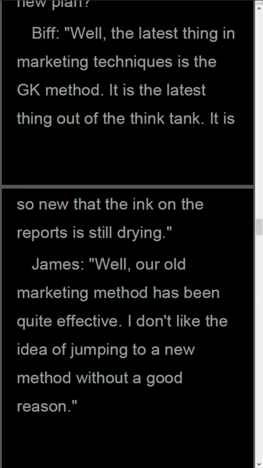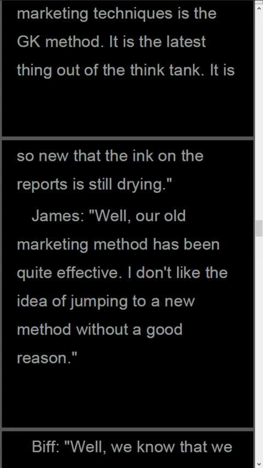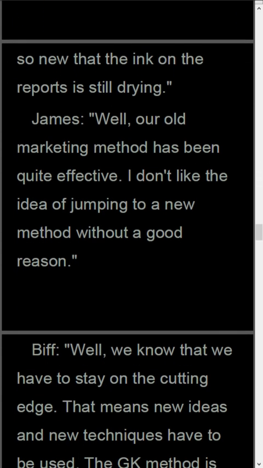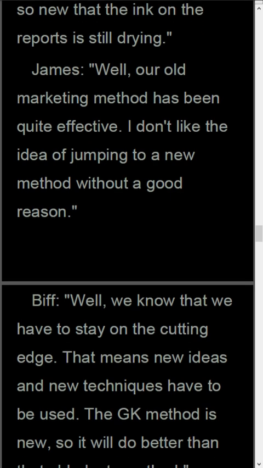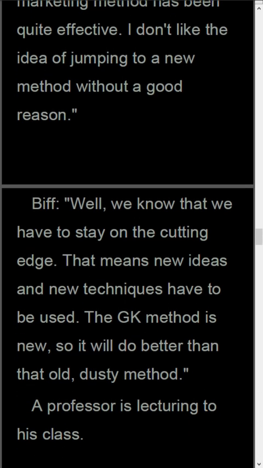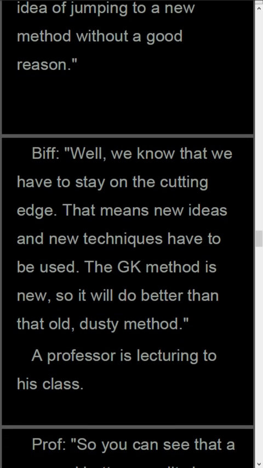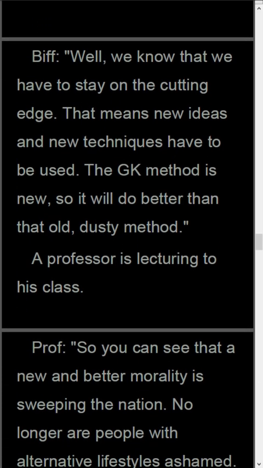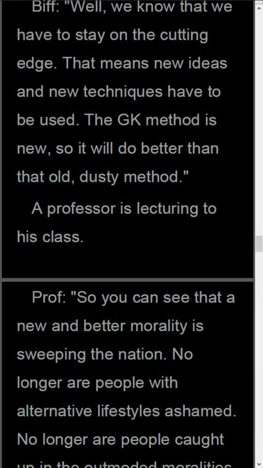James: Well, our old marketing method has been quite effective. I don't like the idea of jumping to a new method without a good reason. Biv: Well, we know that we have to stay on the cutting edge. That means new ideas and new techniques have to be used. The GK method is new, so it will do better than that old, dusty method.